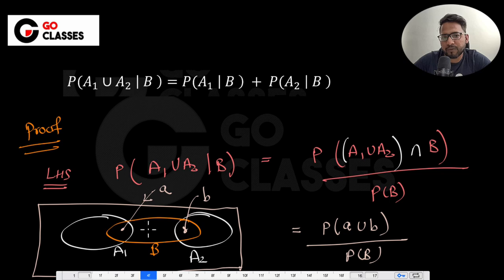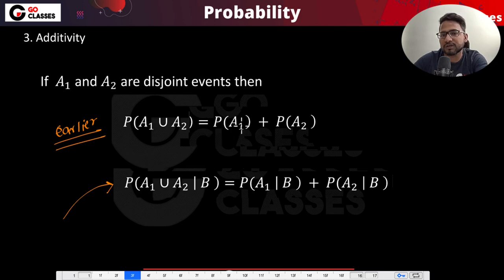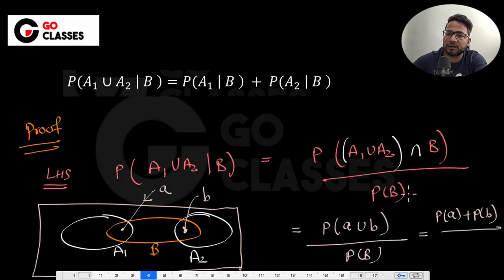Probability of B is maybe small a union small b union small c, but anyway that's okay. But here this a and b are disjoint because A1 and A2 are disjoint, so you can say this is probability of a plus probability of b because they are disjoint. And this is what we already know: if two events are disjoint, then their union can be converted to a plus, upon probability of B. So this is what LHS is saying.